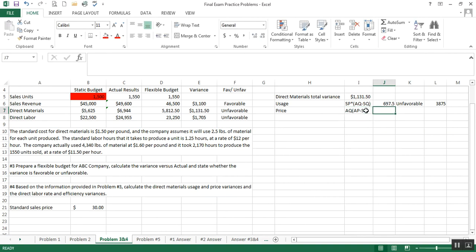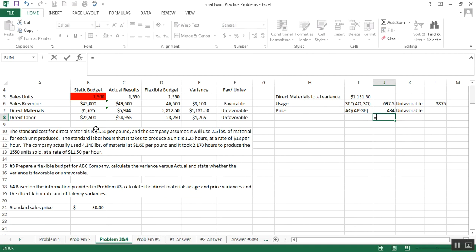So again, we're not looking at the number of units, we're looking at the materials that we use. So our actual quantity is going to be the amount of material that we use, which was 4,340 pounds. So equals 4,340 pounds times our actual price of $1.60 per pound minus our standard price of $1.50 per pound. So that gives us a variance of $434. Again, it cost us more than we thought it should, so it's going to be an unfavorable variance.